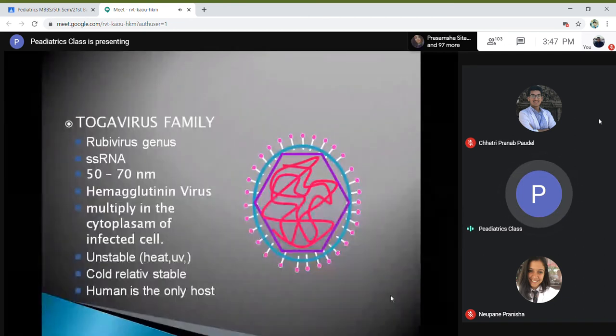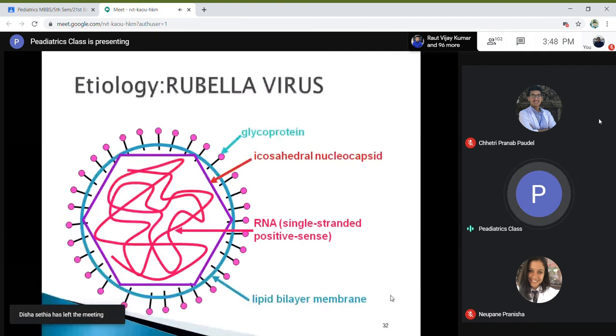Togavirus. Briefly about the virus and its genus: a single stranded RNA virus, 50 to 70 nanometers in size, with hemagglutinin, which multiplies in the cytoplasm of infected cells. It is unstable with heat, UV and cold, relatively stable otherwise, and humans are the only host. This is the structure: glycoprotein, icosahedral nucleocapsid, single stranded positive sense RNA, surrounded by a bilayer lipid membrane.